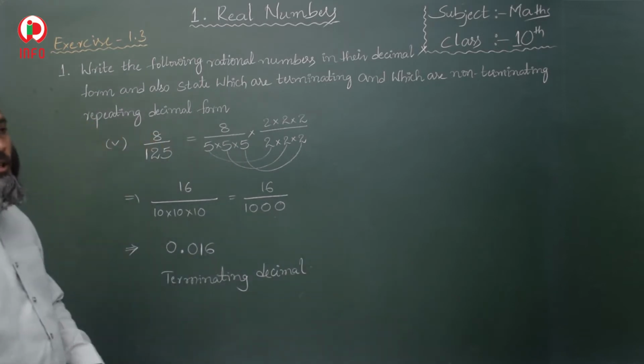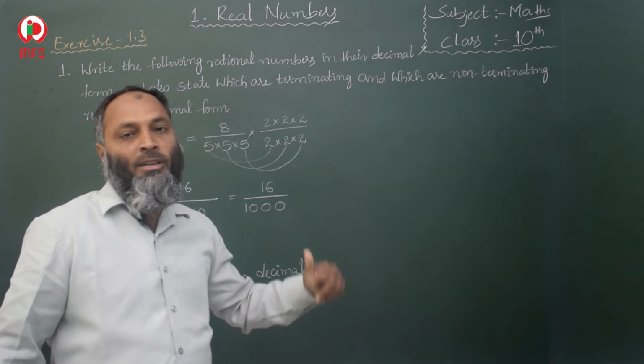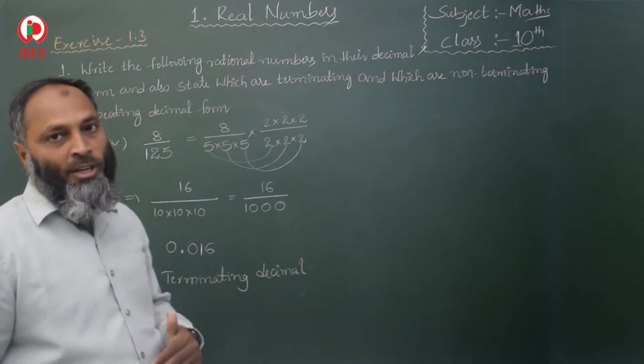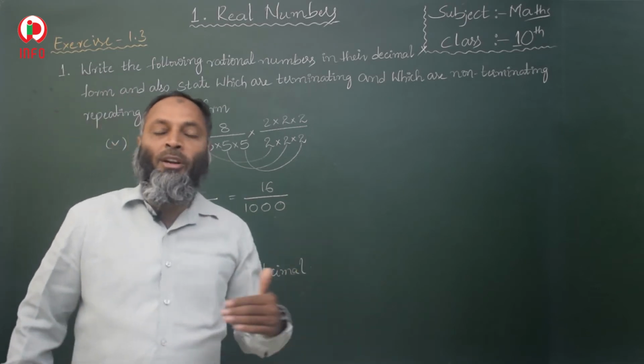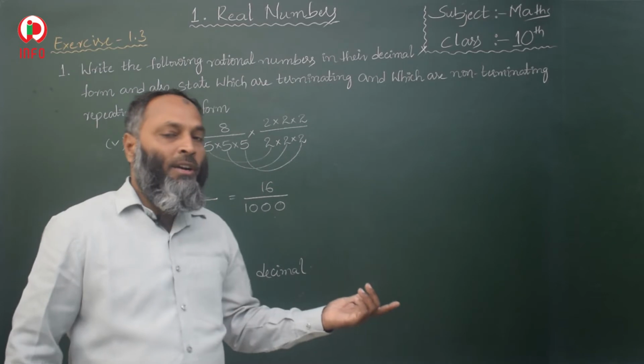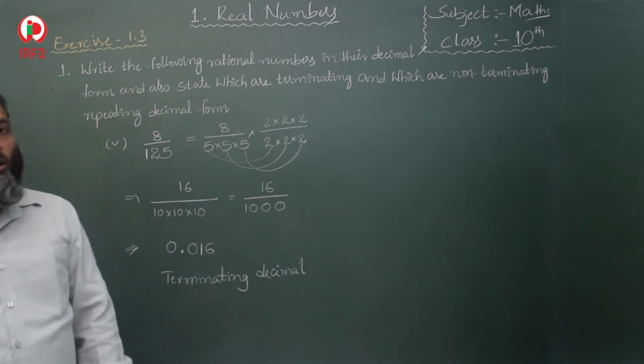Okay, so in this way, first we should write the denominators as a product of prime numbers. Then check what is there in the denominator. If the denominator is a product of 5s or 2s or 5s and 2s, then we can write it as a terminating decimal. Otherwise that is a non-terminating decimal. Okay.